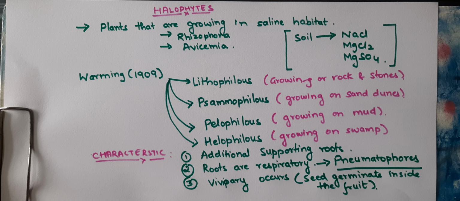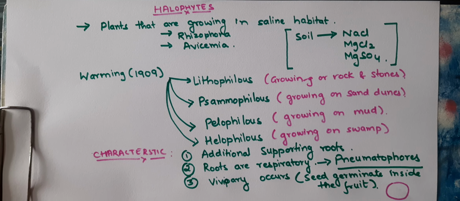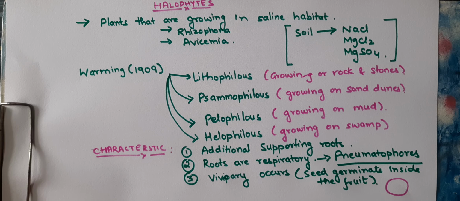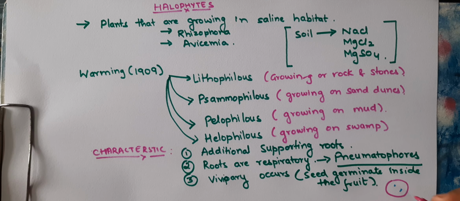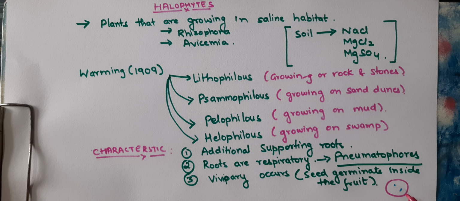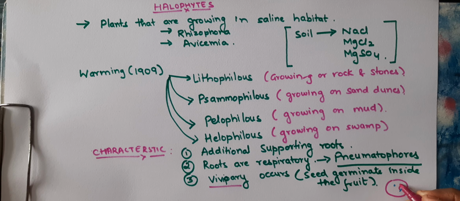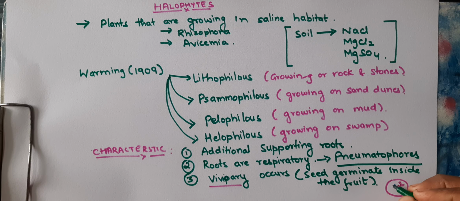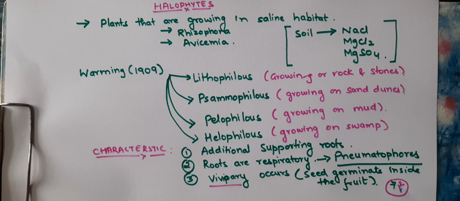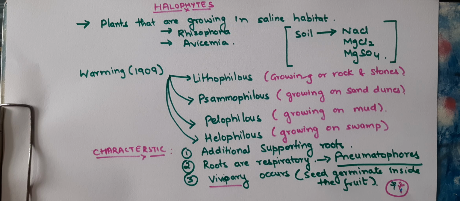So suppose this is the fruit and this is the seed inside the fruit. In general, the fruit will ripen, the seed will fall down, and the seed will give rise to a new plant. However, in the vivipary condition, the seed germinates inside the fruit only. While the fruit is still intact, the seed starts its germination process and starts developing. Once the seeds are dehisced, they fall down with a well developed root and shoot system, so they are able to survive the saline condition.